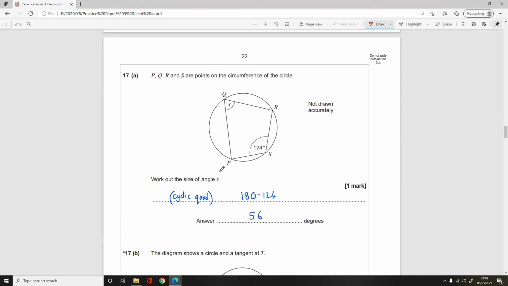17a, these are circle theorems for question 17. You don't need the reason cyclic quadrilateral, but that is the reason. Opposite sides of a cyclic quadrilateral add up to 180, so x is 56, 1 mark.